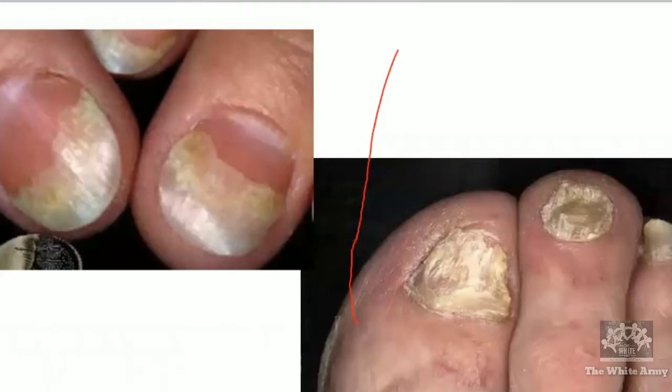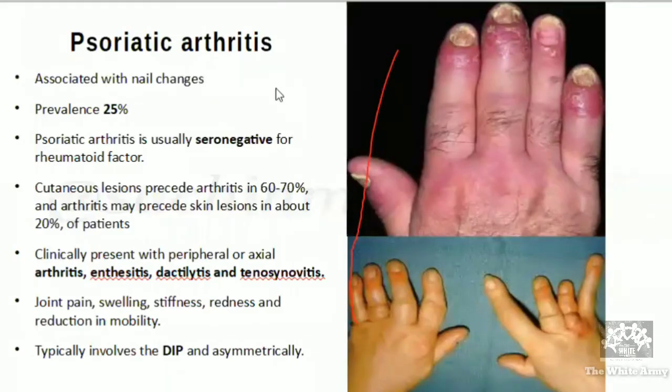Other than the nails, even joints are also involved: psoriatic arthritis. Usually psoriatic arthritis is associated with the nail changes. Not always, but most commonly, nail and joint involvements occur together. The prevalence of psoriatic arthritis is around 25%. It's usually seronegative, that is, the test for rheumatoid factor is usually negative. It's one of the seronegative arthritides. Cutaneous lesions precede arthritis in 60 to 70% of the patients, whereas patients with arthritis de novo can come in 20% of the times.